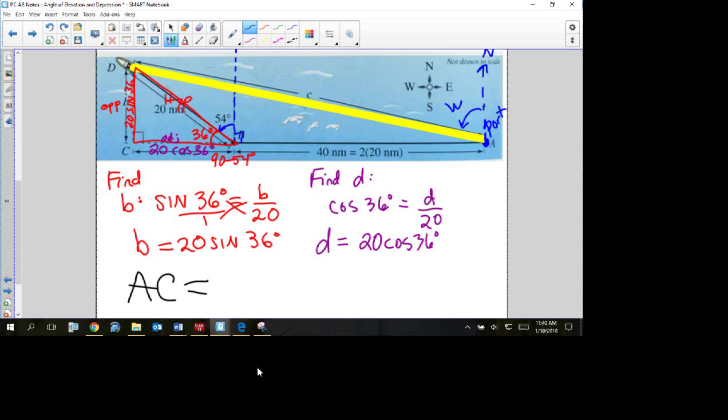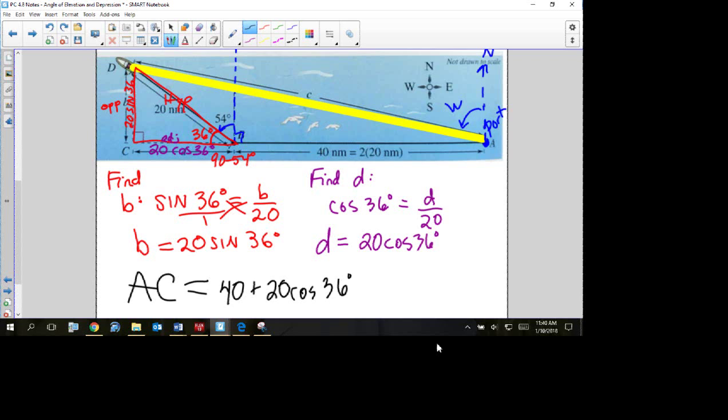I'm going to write it, but what would you type in the calculator? Yeah, we're going to add 40 onto our D value. So I'm going to write the 40 plus first. 40 plus, and whatever our D is, 20 cosine 36. And again, I haven't typed in my calculator yet, but I will eventually. But that's how long AC is.